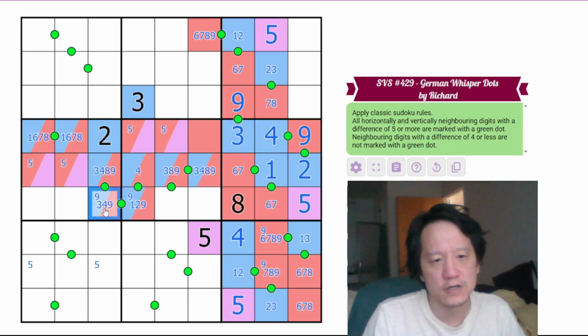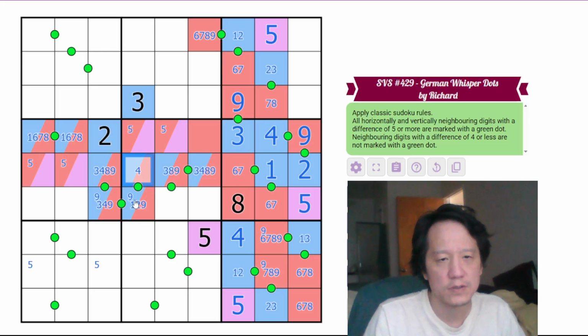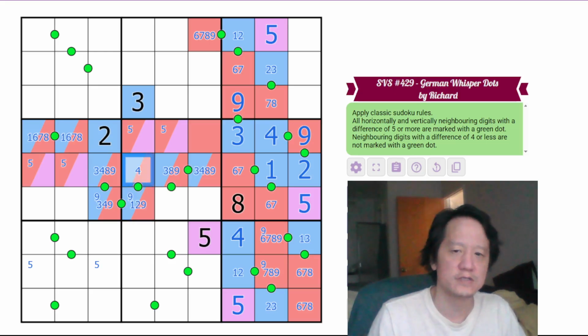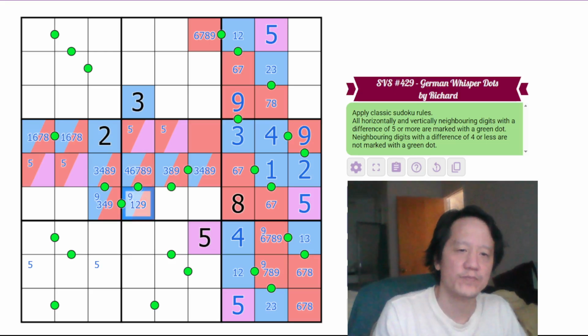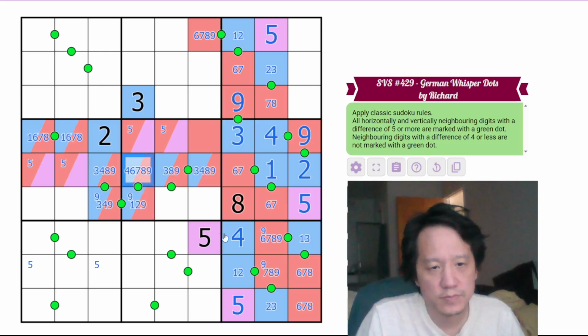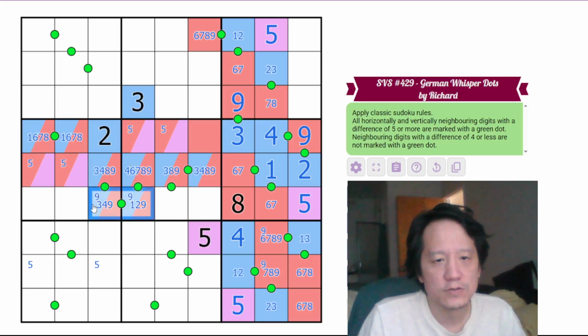Either this is low, this is high, which forces this to be 9 because it can't be 8 because it's next to 3 or 4. Or this is 9 because this can only be 4 if it's low. This could be 6, 7, 8, or 9 here, though. So one of these two is 9.